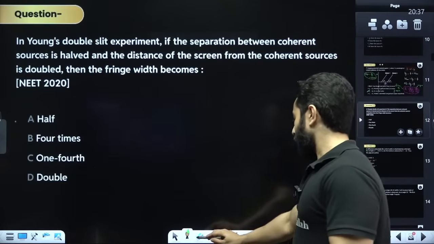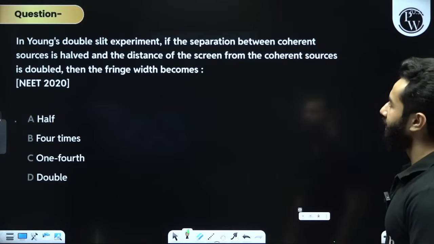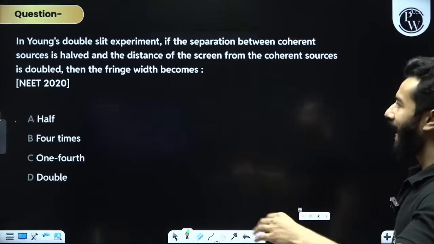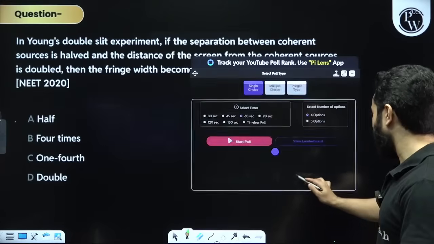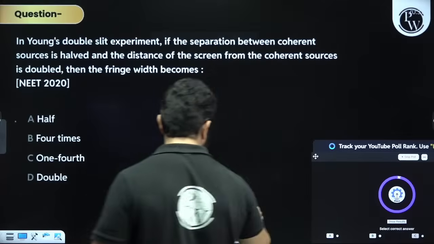Let's start this one. Okay, they are saying in Young's double slit experiment, if the separation between the coherent sources is halved and the distance to the screen is doubled, very easy problem. Let's start, 60 seconds will be more than sufficient. They are asking what will happen to the fringe width.